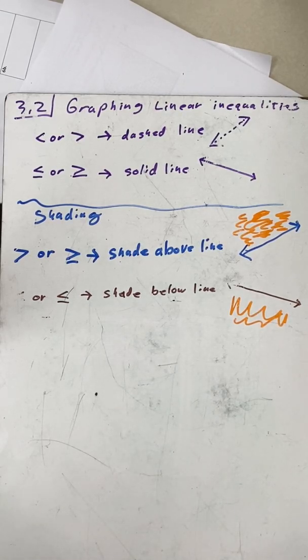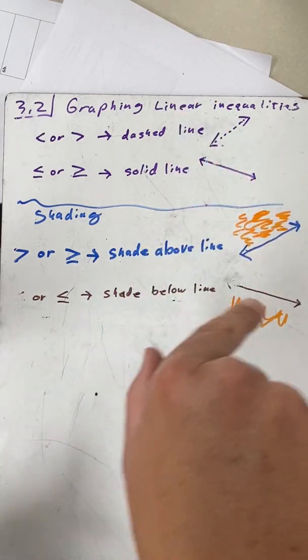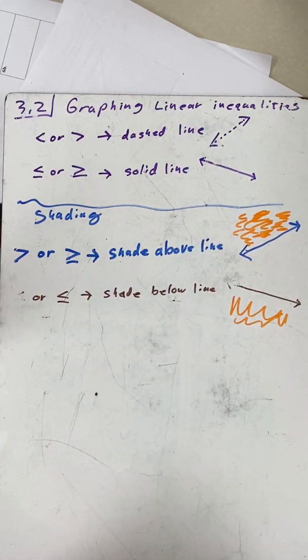All right, moving on today to 3.2. Today we're going to be graphing linear inequalities. Yesterday we just graphed inequalities on a number line. Well, now we're going to have an x and a y-axis, not just a single axis.